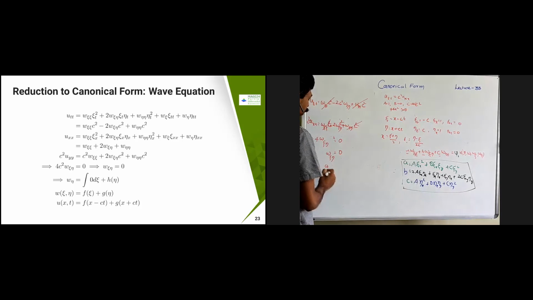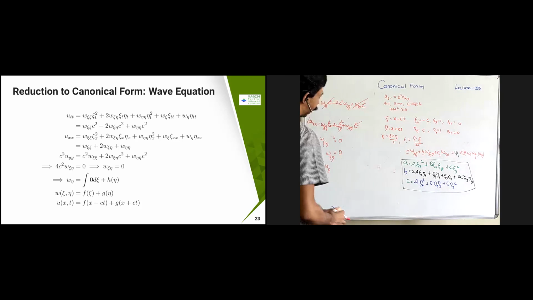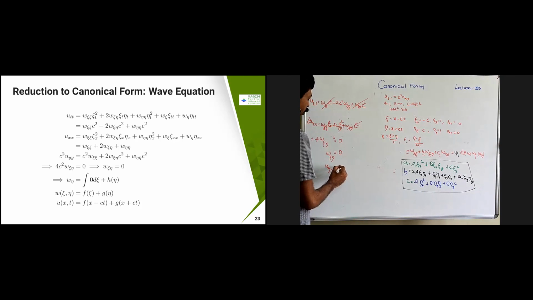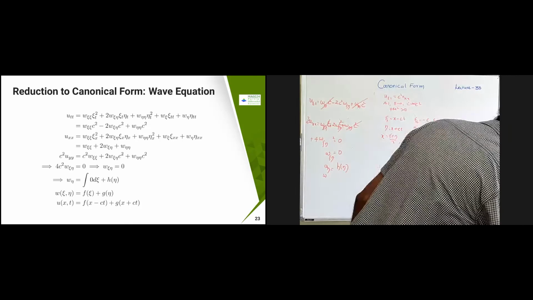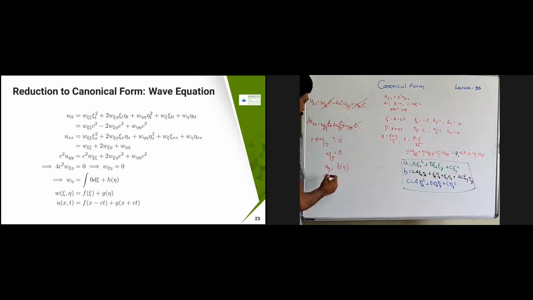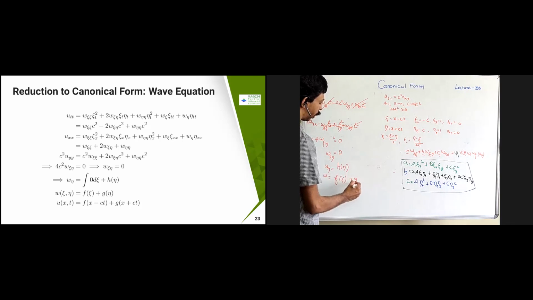If I integrate this first with respect to chi, I am going to get w_eta equal to some function, because I am integrating with respect to chi, so I get some function of eta. Again, if I integrate with respect to eta, I am going to get w equal to f of chi plus some other function g of eta.